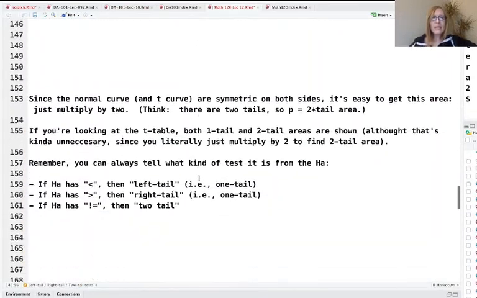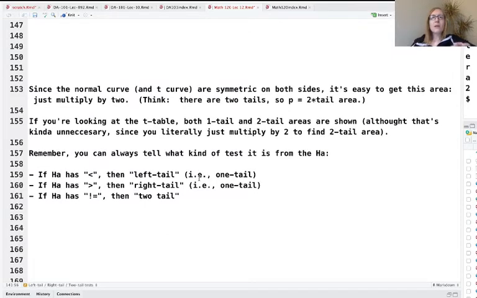Now, practically speaking, this doesn't really make things too hard for us. It's pretty easy for us to find the area. If it's a one-tail test, find the area of the tail and you're done. If it's a two-tail test, no worries. Just multiply it by 2. That's it. That's all you got to do.